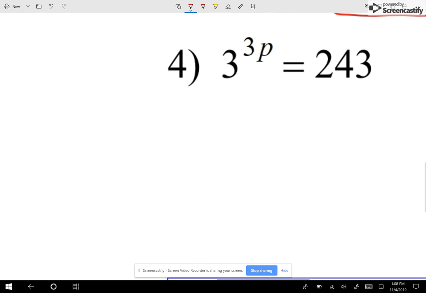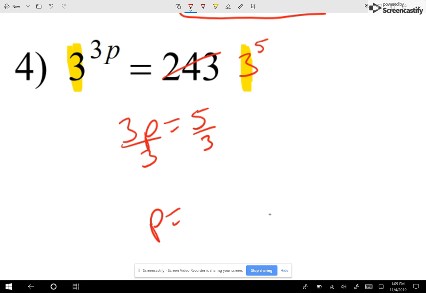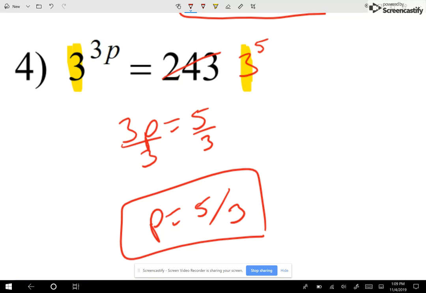Let's take a look at question number 4. 243, I need to replace this as 3 to the something. I'm just going to grab my calculator and I'm going to try things out. If I go 3 to the 2, I tried a little bit too low. And I keep on trying. Eventually, I'm going to figure out that 3 to the 5 is 243. Now that I wrote this as the same base, I see the base is 3 on both cases. I'm going to let the exponents equal each other. 3p is equal to 5. Divide both sides by 3. P in this case is 5/3.